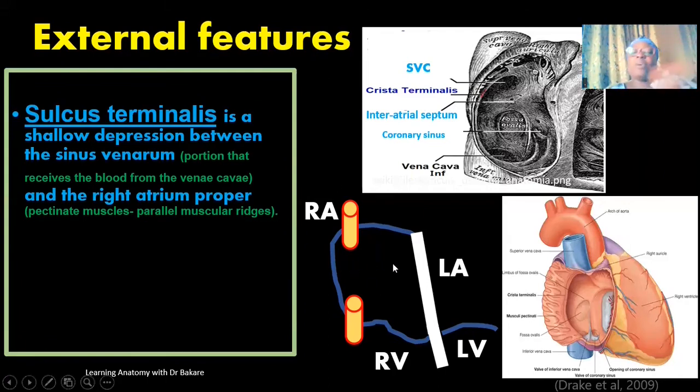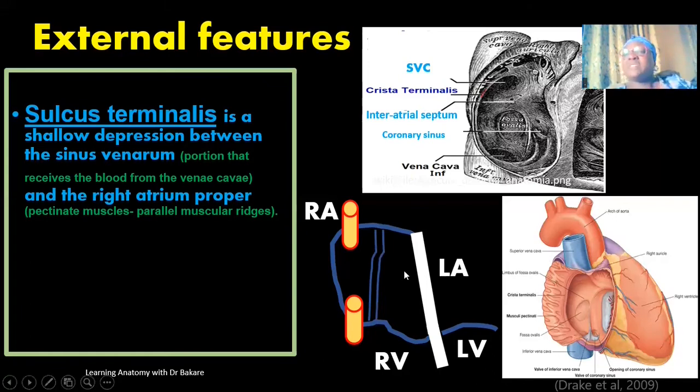So if you come more anteriorly is when you now see the right atrium proper, which is made up of pectinate muscle, which are parallel muscular ridges. And this is what is presented in this image. So let's say this is now translated to being in this space. So between this right atrium proper and also the sinus venarum, you now have a demarcation or a depression that is called the sulcus terminalis. So this depression is created between these two regions of the right atrium.